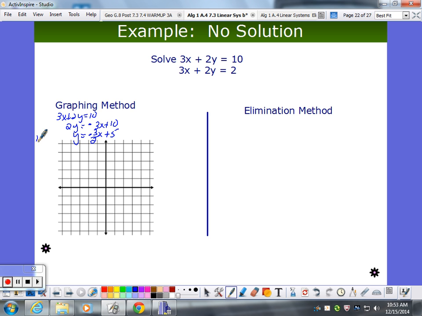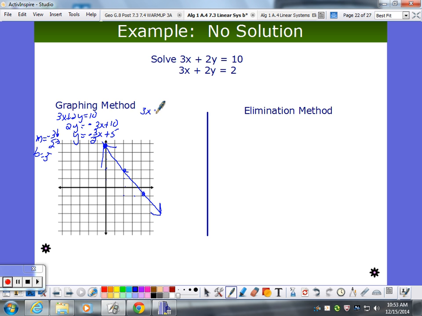So how does that work again? So m is negative 3 halves, and b is 5. So let's see, 1, 2, 3, 4, 5. This says go down 3, right 2. 1, 2, 3, 1, 2. There's the first one. Now I gotta do this again. So this is the easy method, right? This is like a lot of work.